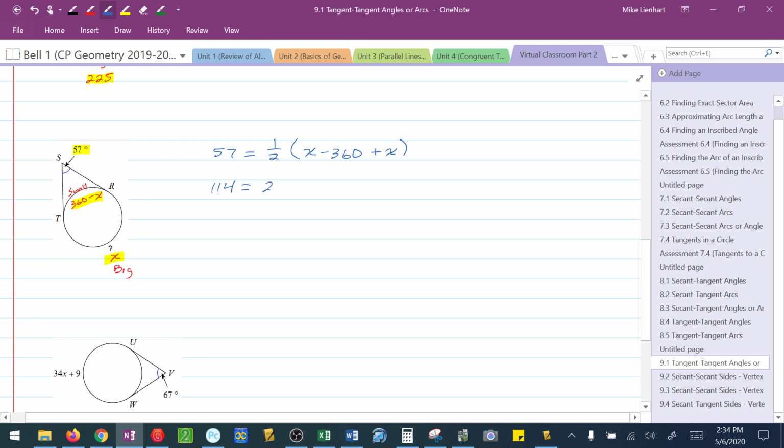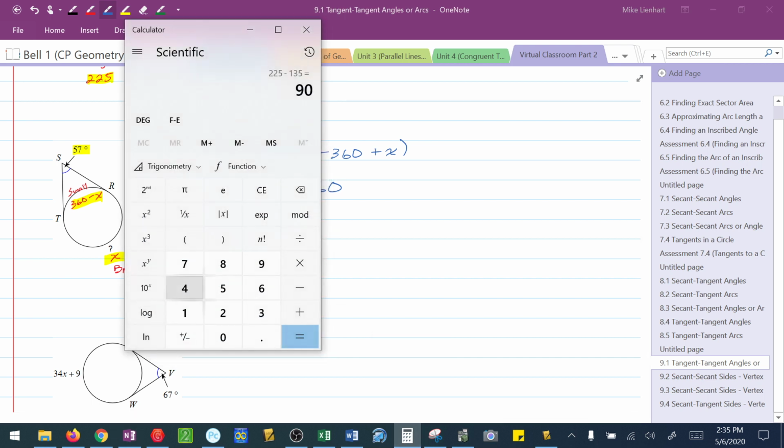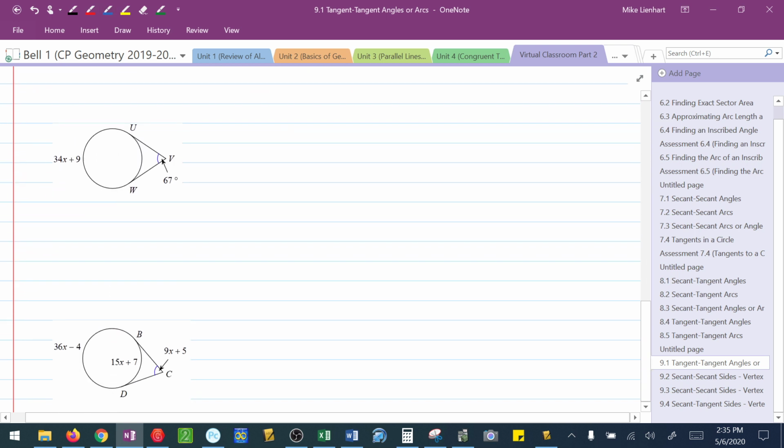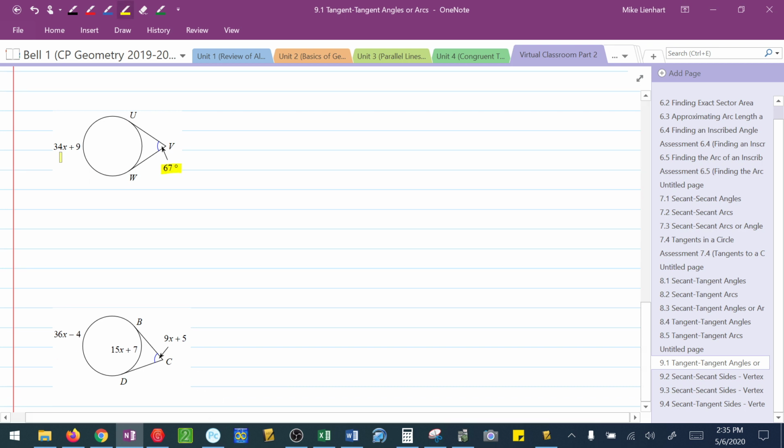I'm now going to combine like terms. 2X minus 360. I'm going to add 360 to both sides, so that gives me 474 is equal to 2X. And if I divide both sides by 2, let's just use a calculator. 474 divided by 2 gives me 237 degrees. And that's our big arc. All right? How about one like this? Let's see. Okay, I see the angle. I see big, but I don't know small.